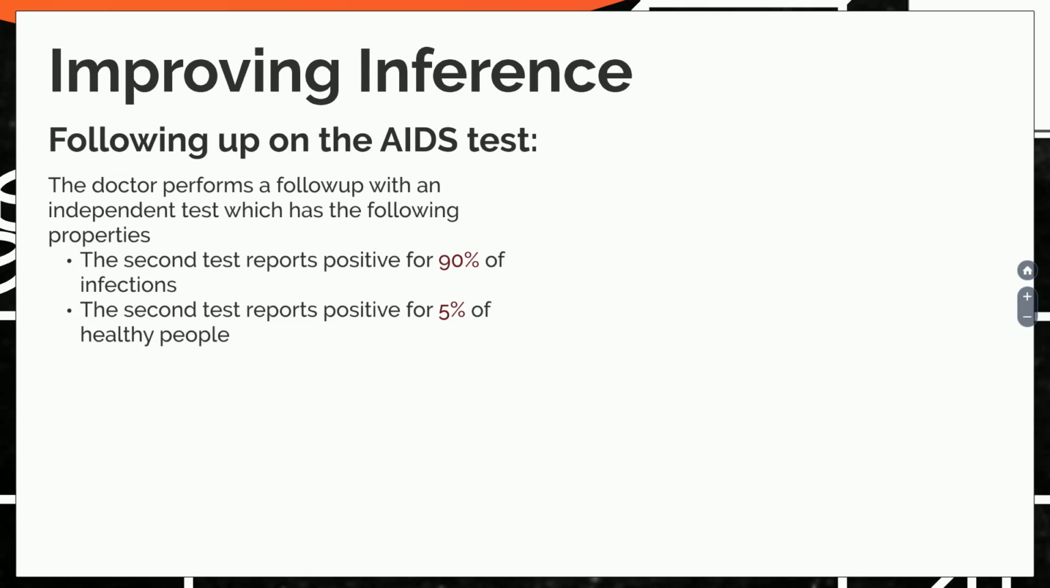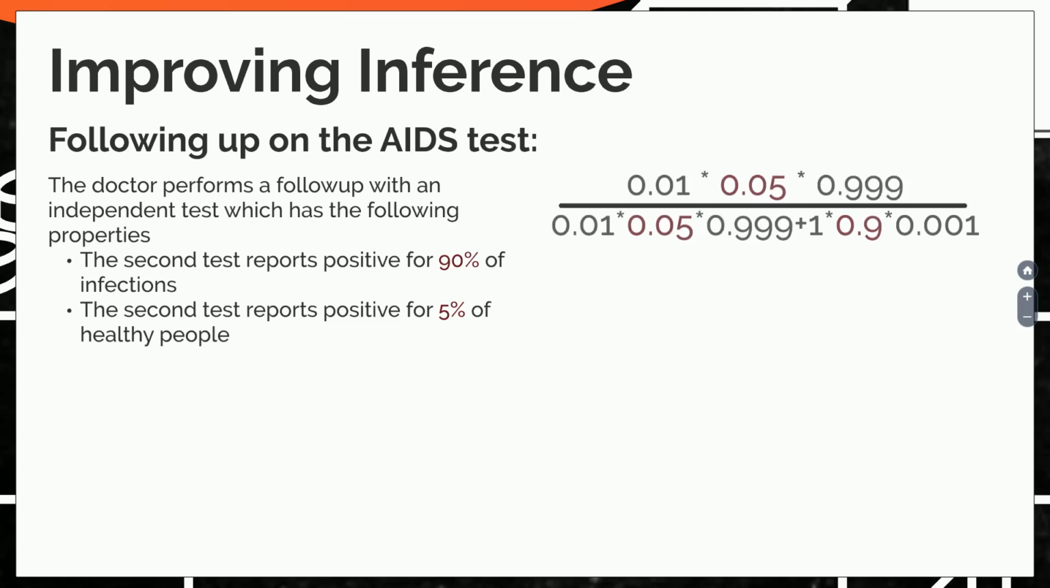So what we're going to do is perform a follow-up with an independent test. It's independent to the first one, which has the following properties. The second test reports positive for 90% of the infections. So if you have an infection, 90% of the time it's going to catch it. The second test reports positive for 5% of healthy people. So we have a slightly higher false positive rate here for this second test.